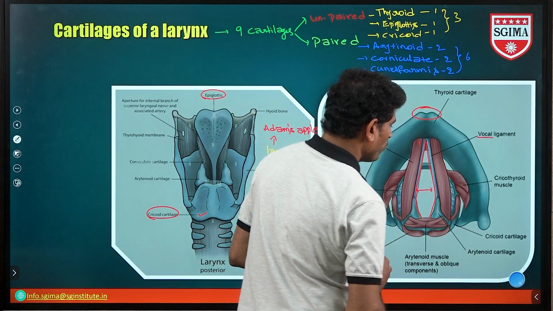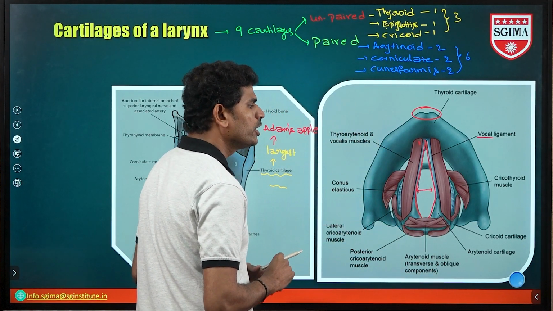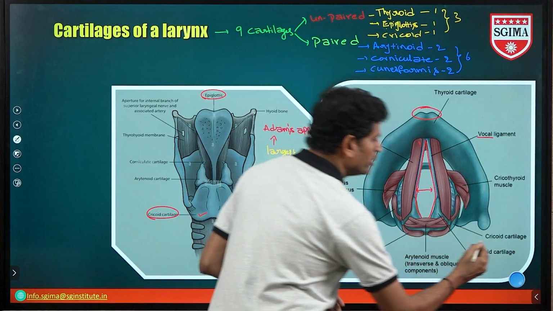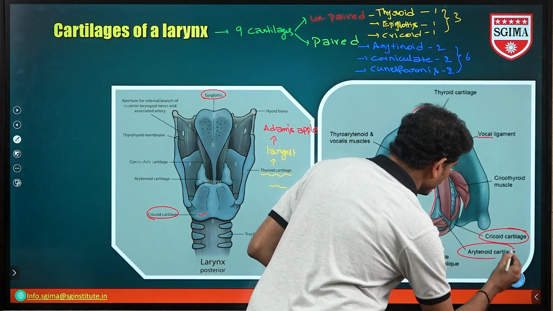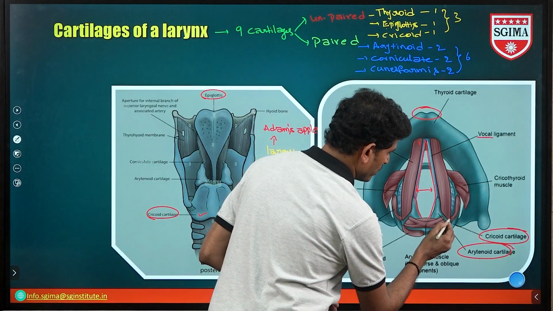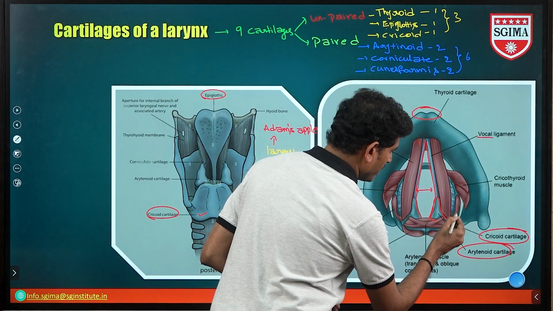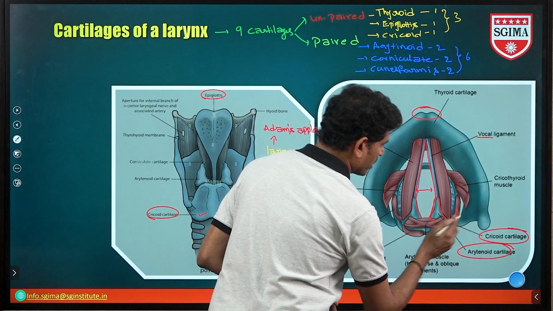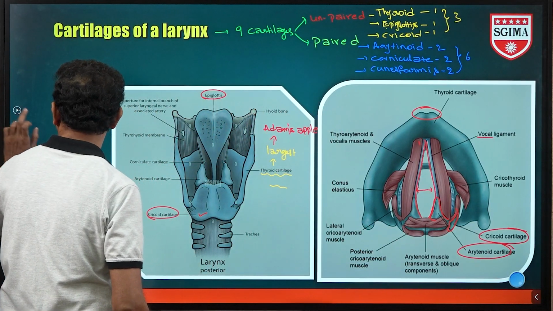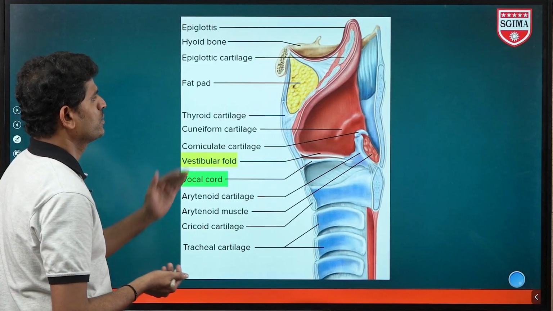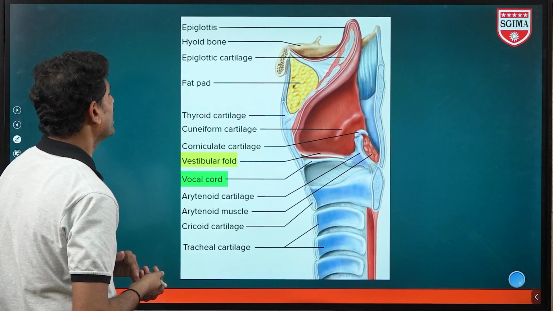Next slide में वो cartilages को हम clearly देख सकते. इधर भी they mention that cricoid cartilage and arytenoid cartilage. So this is arytenoid cartilage and here cricoid cartilage. Backside they are covered here. That's why it is not easily visible here. Next slide. So side section of this one, we can observe that.